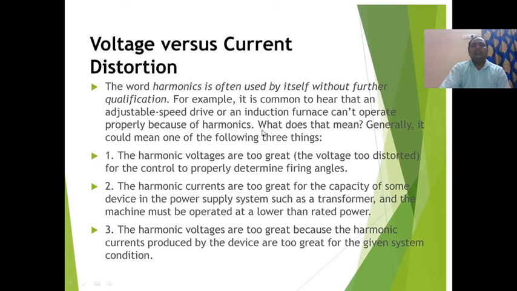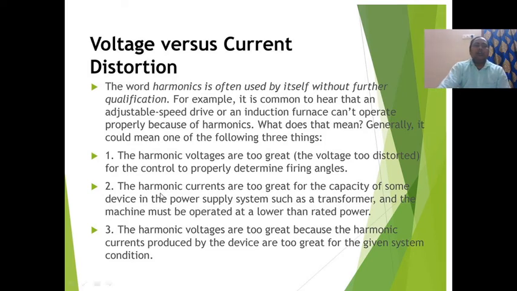What does that mean? Generally, it could mean one of the following three things. First, the harmonic voltages are too great, the voltage too distorted for the control to properly determine firing angles. The firing angles cannot operate properly because of the harmonics. If you give a firing angle of 30 degrees, it does not turn on the rectifier circuit or inverter circuit at exactly 30 degrees. Whatever the circuit, the firing angle is in mal-operation because of harmonics.